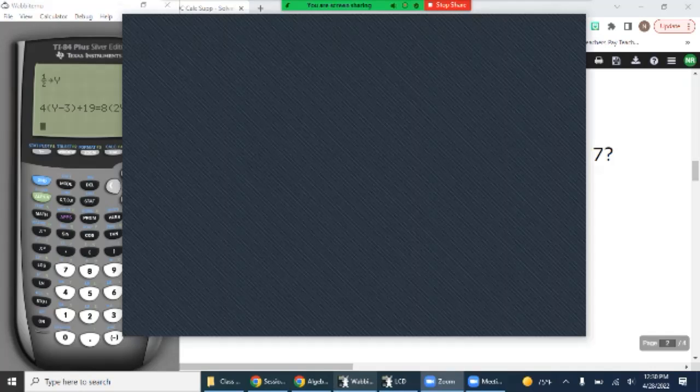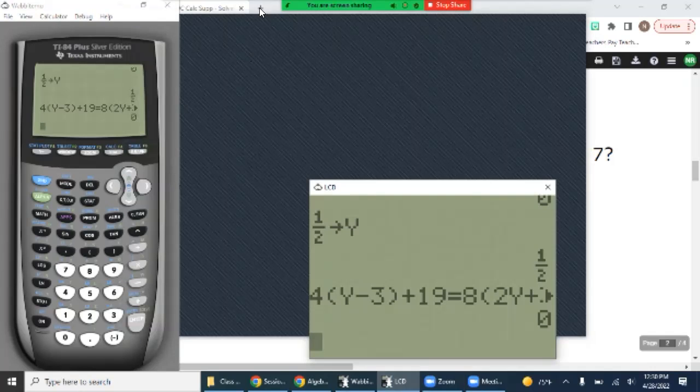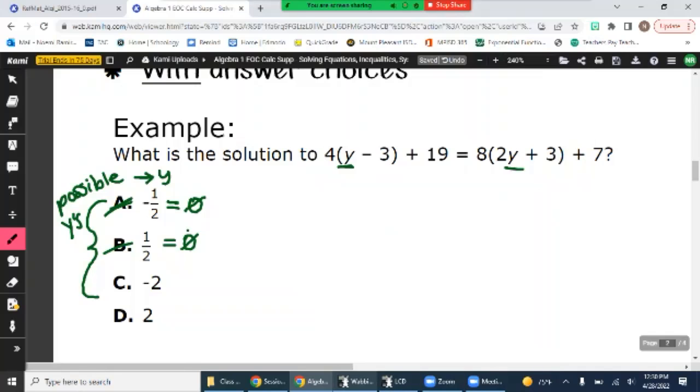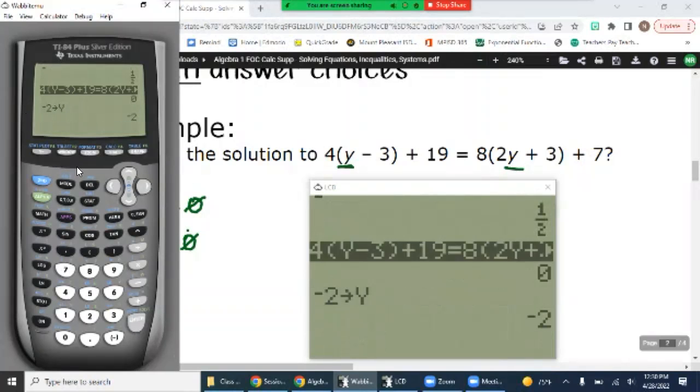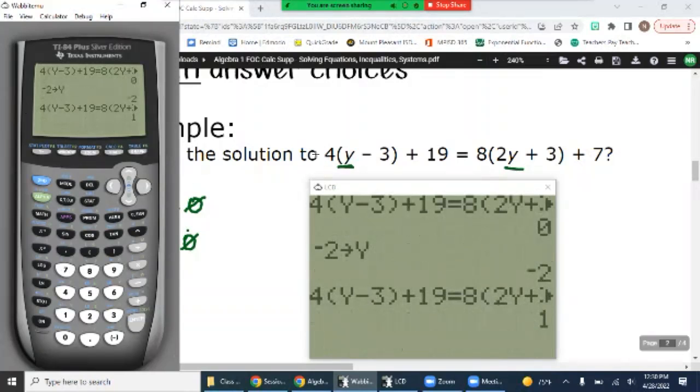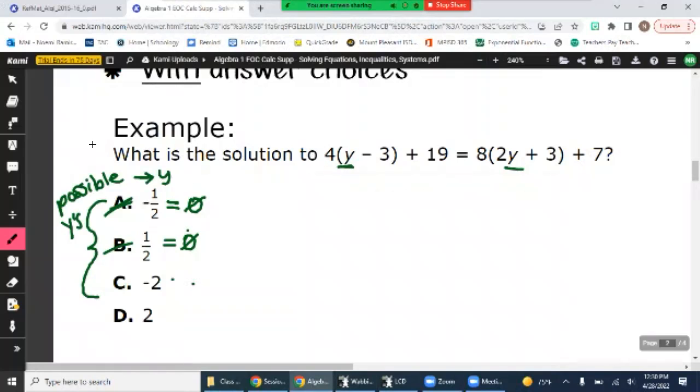-2. Oops, wrong thing. There we go. Oh man, falling apart here. There it is. -2 stored as your y value. Enter, enter. And that one gives you your 1. You're welcome.